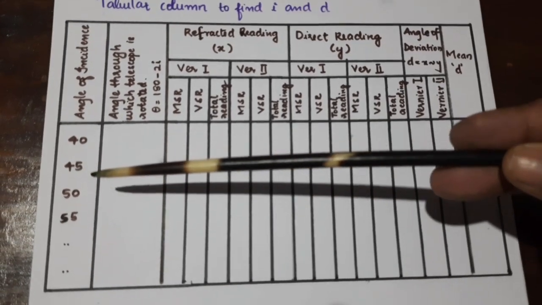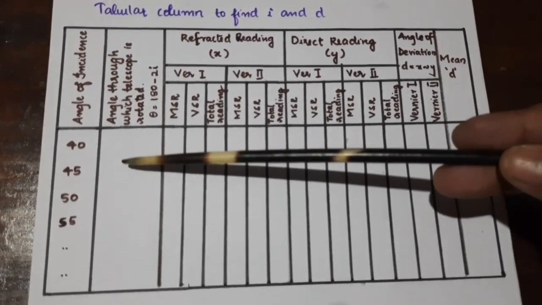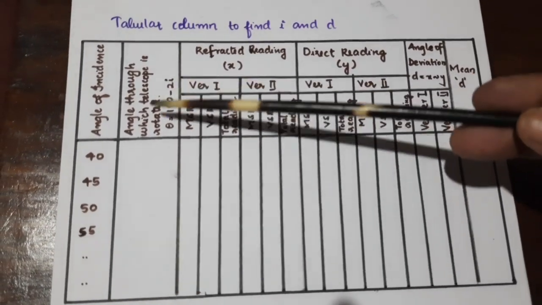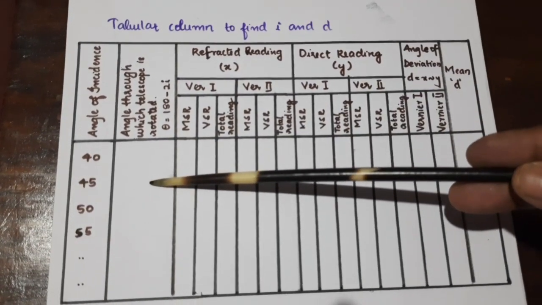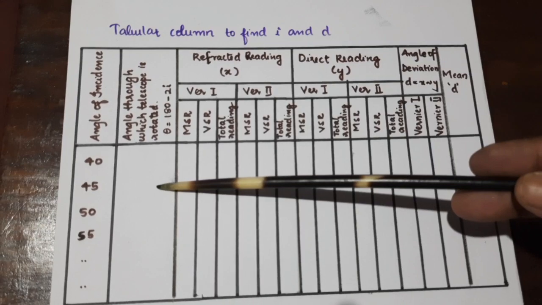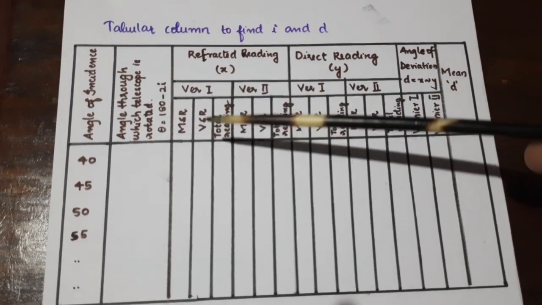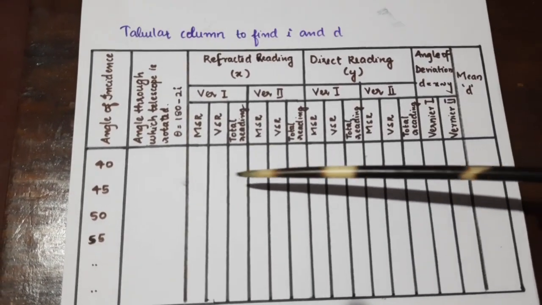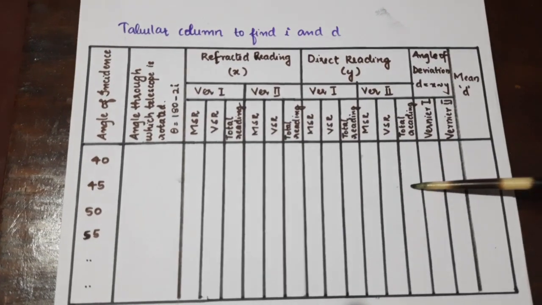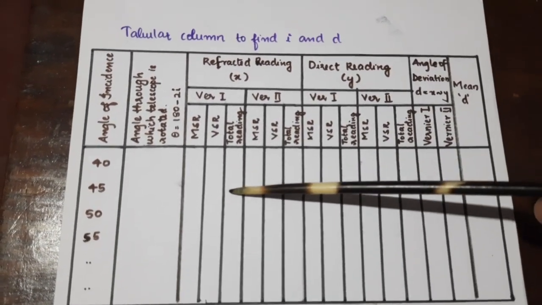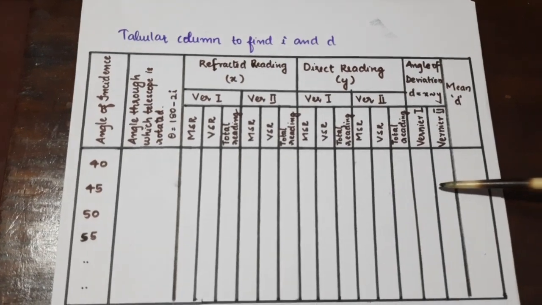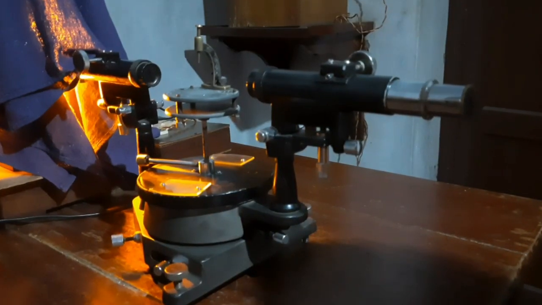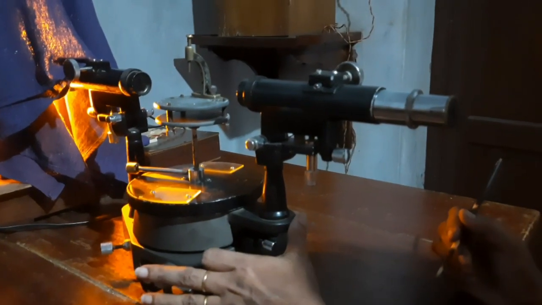Now for angle of incidence 45, we will have to turn it through 180 minus 2i. So that is 180 minus 90, so here you will enter 90 degree. We will turn the telescope through 90 degree and set the prism for angle of incidence 45. Then take the refracted image reading and the direct image reading, and the difference between this reading and this reading will give us the angle of deviation for angle of incidence 45.